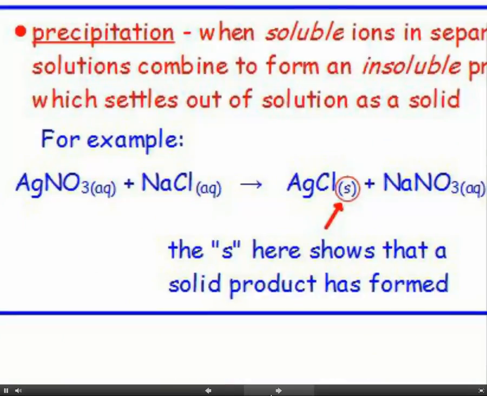For example, we can start out with AgNO3 (aq), that's silver nitrate solution, and react it with NaCl (aq), that's sodium chloride solution. They'll form AgCl (s), that's solid silver chloride. So we have a solid product being formed when there was no solid present before. That's precipitation.